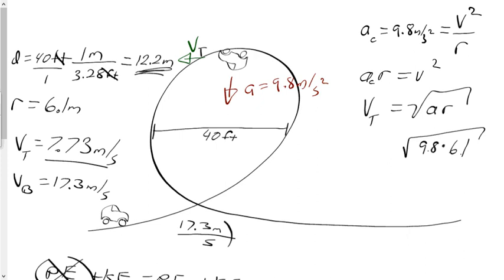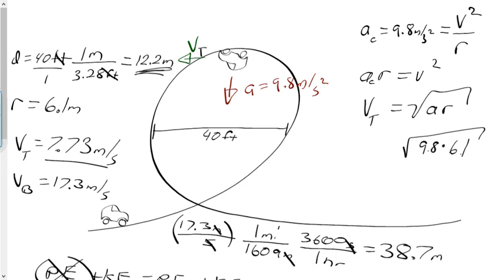So we have 1,609 meters in 1 mile, and there are 3,600 seconds in 1 hour. So seconds cancel, meters cancel, and we're left with miles and hours. That will give us 38.7 miles per hour. Okay, so that's 38.7 miles per hour. Those are the same thing.